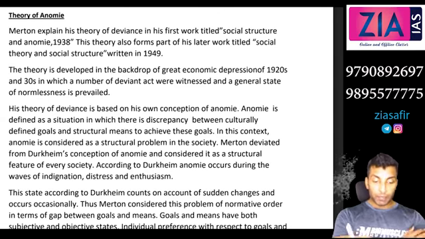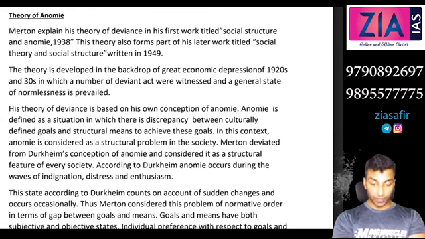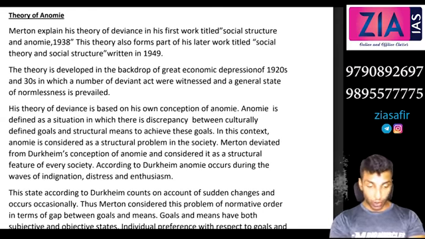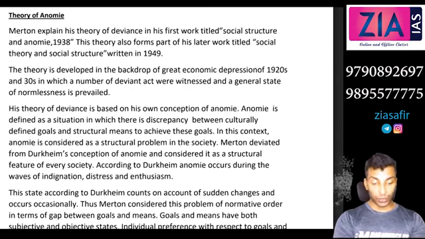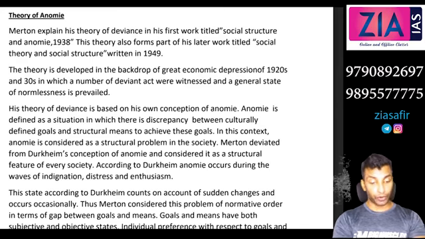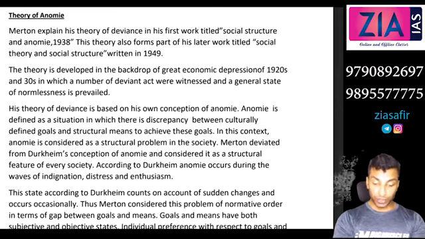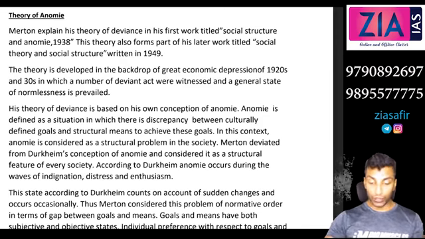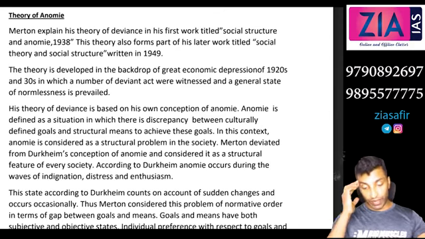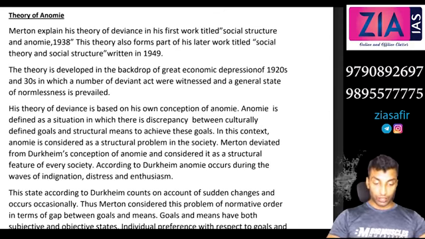Yes, sir. Merton explained his theory of deviance in his first work titled Social Structure and Anomie, 1938. This theory also forms part of his later work titled Social Theory and Social Structure, written in 1949. The theory is developed in the backdrop of the Great Economic Depression of the 1920s and 30s, in which a number of deviant acts were witnessed and a general state of normlessness prevailed. So this is actually the context, the Great Depression, which was there in 1929. In the backdrop of that, a lot of deviant acts were witnessed.